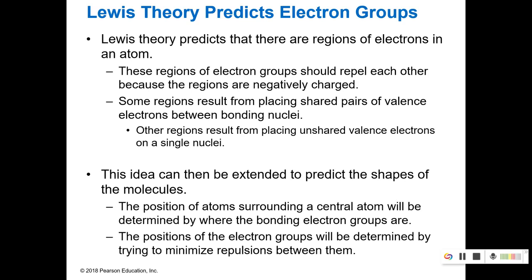Okay, so Lewis theory is going to go ahead and predict those electron regions, which are on the chart. So we'll talk about that. We're going to extend our learning to predict the shapes of the molecules.